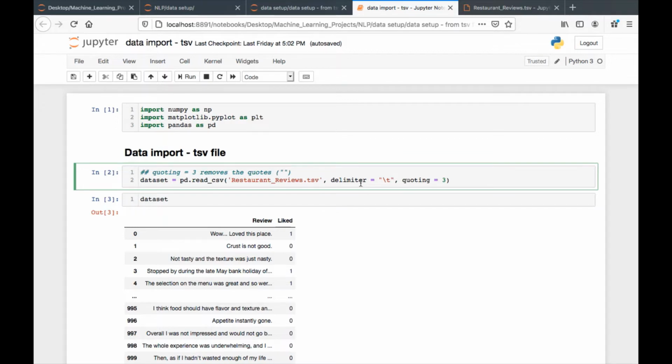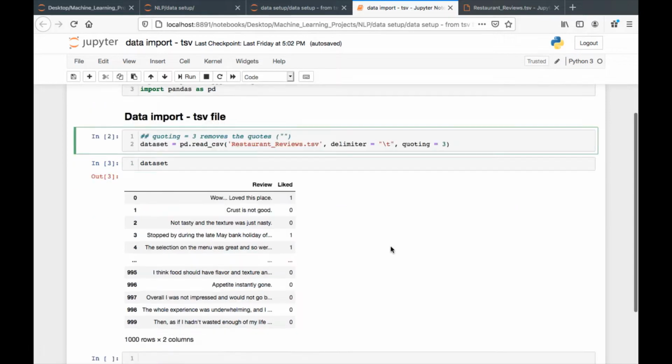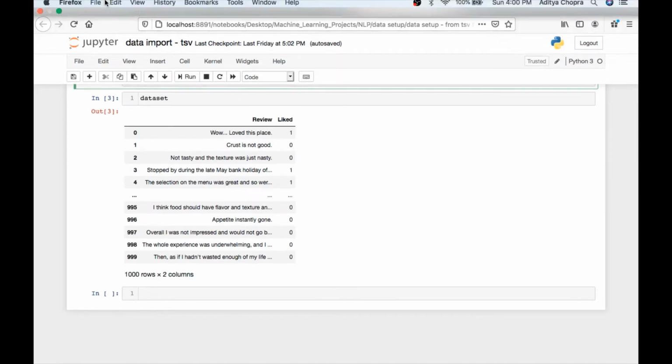Now, as far as sentiment analysis is concerned, we do not have any need to consider those double quotes, because the double quotes will not contribute to analyzing the review. They won't contribute to the sentiment of the review. So this quoting parameter equal to 3 will ignore the double quotes.